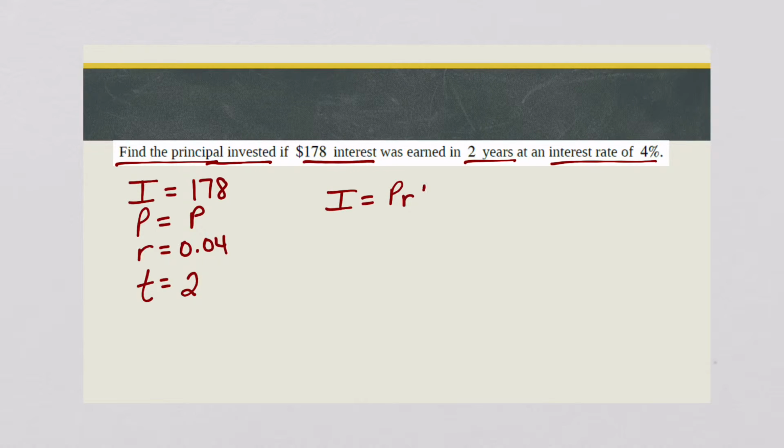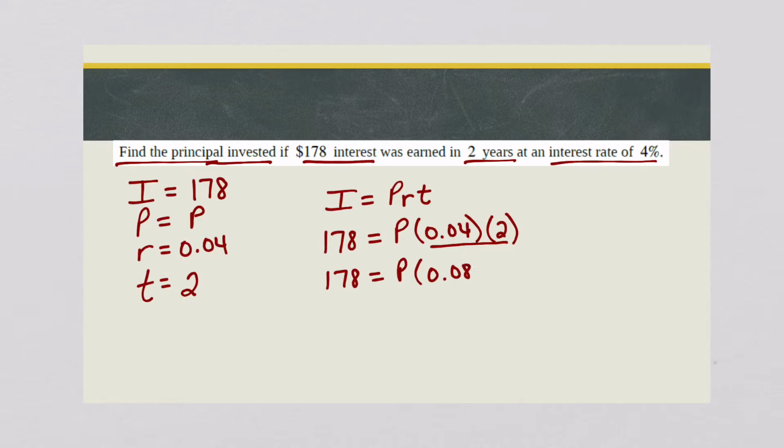So I'm going to use the formula again. Interest equals principal times rate times time. My 178 is equal to my P I don't know, I'm just going to put a P in there. My rate is 0.04 and my time is 2. Now, check this out. I've got a P multiplying those 2 numbers right there. So on my calculator I'm going to type in 0.04 times 2 and I get 0.08. So I get 178 is equal to P times 0.08.